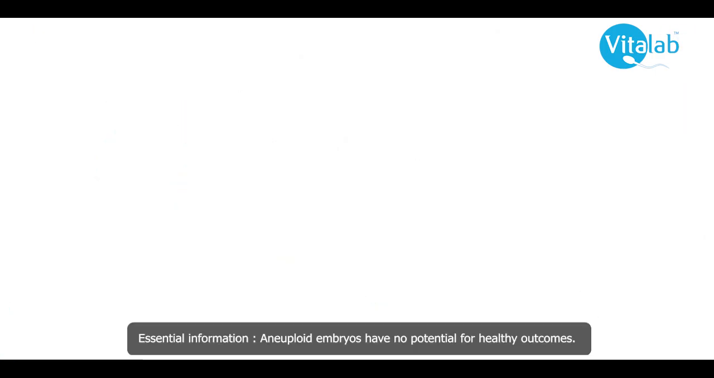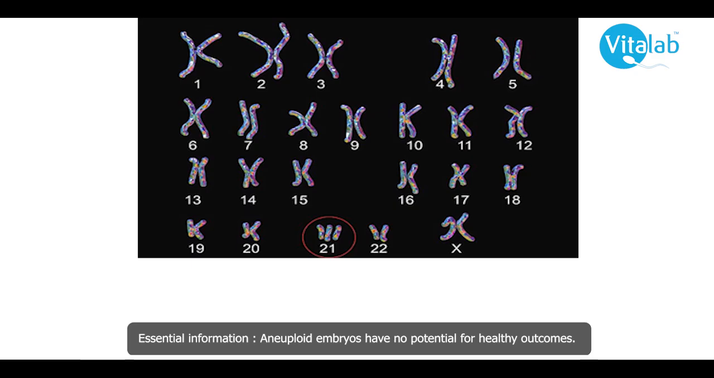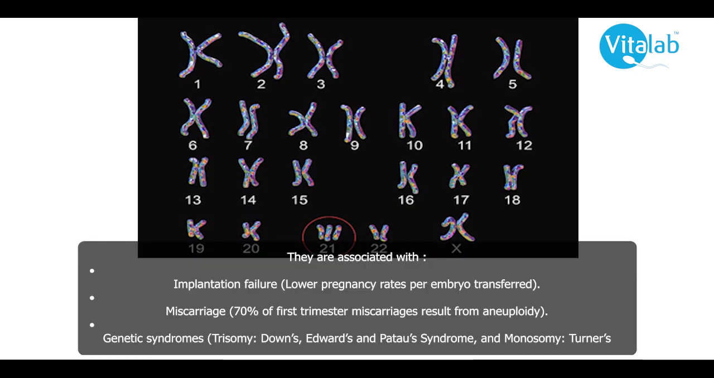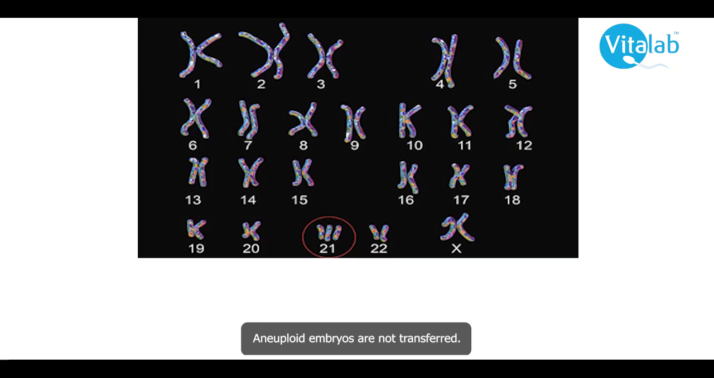Essential information: aneuploid embryos have no potential for healthy outcomes. They are associated with implantation failure, lower pregnancy rates per embryo transferred, and miscarriage. 70% of first trimester miscarriages result from aneuploidy. Genetic syndromes include trisomy: Down, Edwards and Patau syndrome, and monosomy: Turner syndrome. Aneuploid embryos are not transferred.